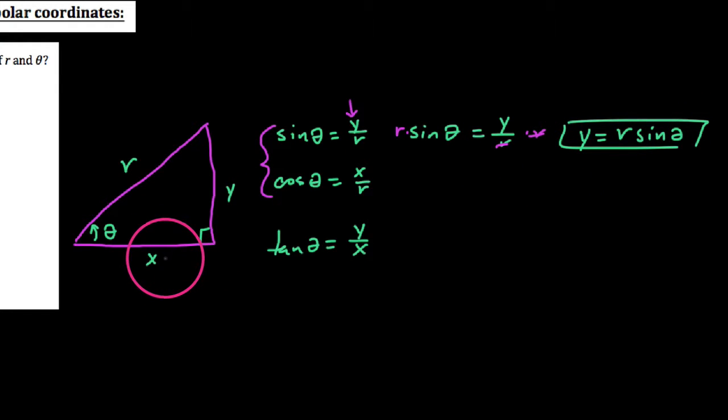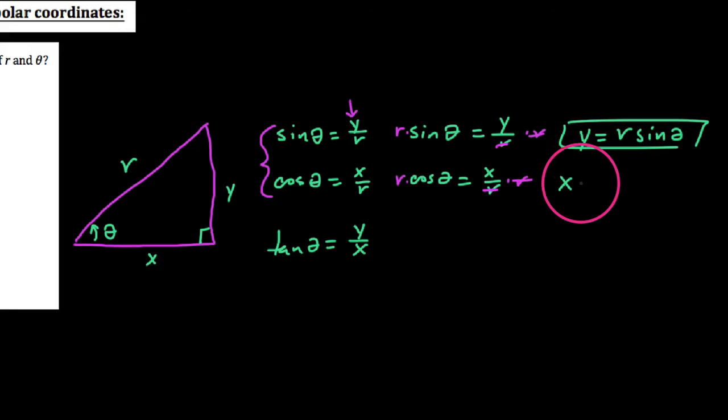Likewise, how could we solve for x in terms of r and theta? Taking our equation cosine of theta equals x over r, and multiplying both sides by r, our r and our theta are on the same side and we've isolated x. Then we get x is equal to r cosine of theta.